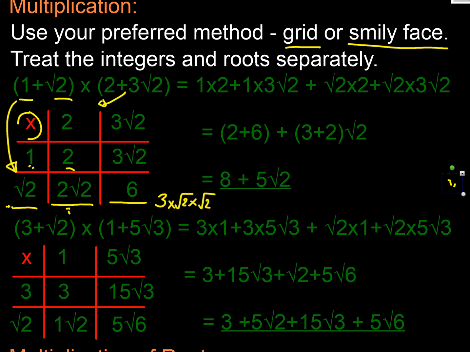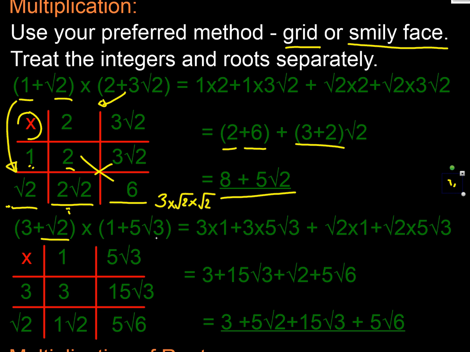So if we're collecting our terms here, in the rational part we've got our 2 and our 6 to collect up. That's those 2 there. And then we've got a 3 root 2 and a 2 root 2 there. So we've got 3 and 2 is 5. So there we go. Again, just watch out.